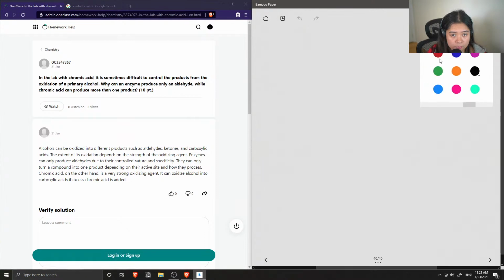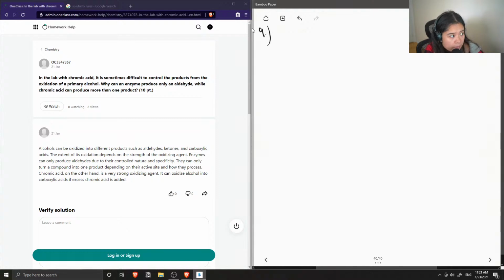Okay, so question number 9. In the lab with chromic acid, it is sometimes difficult to control the products from the oxidation of a primary alcohol. Why can an enzyme produce only an aldehyde, while chromic acid can produce more than one product? So the reason for this is because chromic acid is a very strong oxidizing agent.